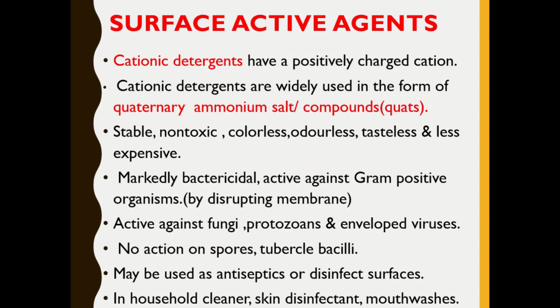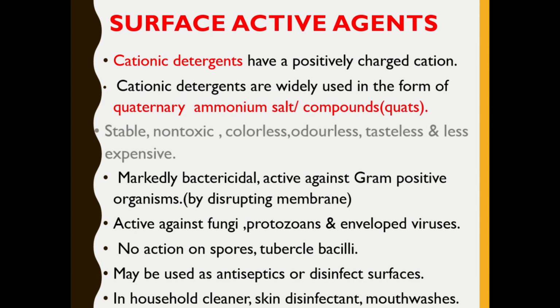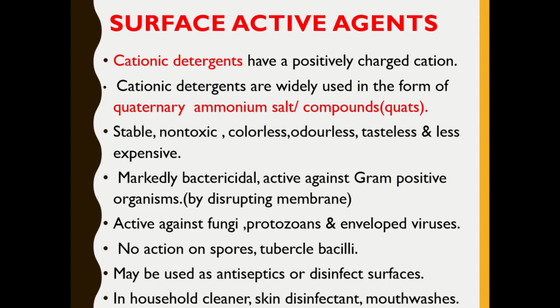Similarly, the second agent is the cationic detergents, which have a positively charged cation. Cationic detergents are widely used in the form of quaternary ammonium salts, or quaternary ammonium compounds, and in short they are referred to as the quats. These are stable, non-toxic, colorless, odorless, tasteless, and less expensive.